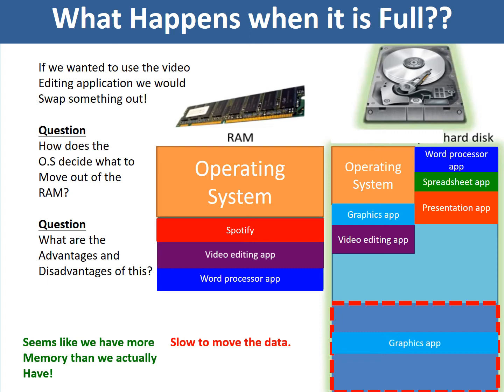But remember, the hard drive is a significant way away in terms of distance from the motherboard. So that means that it's slow to move that data. So we've got to swap all that data in and out because the CPU is only going to read data from RAM.